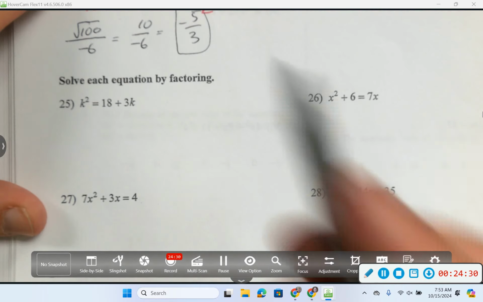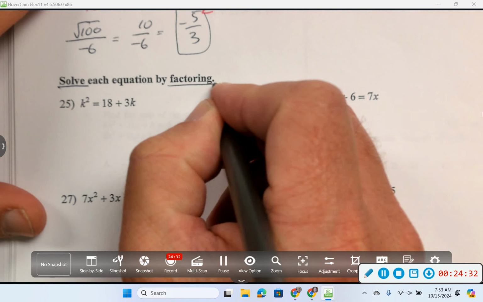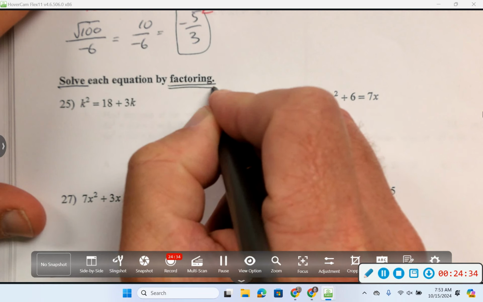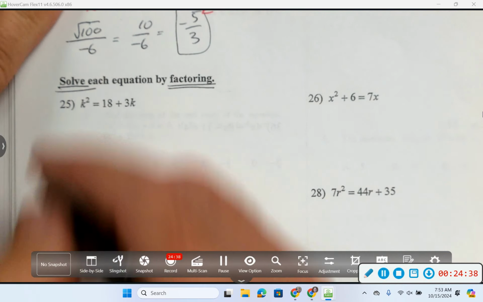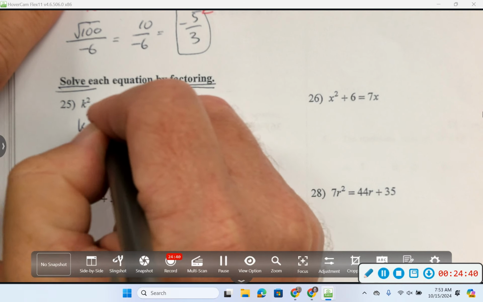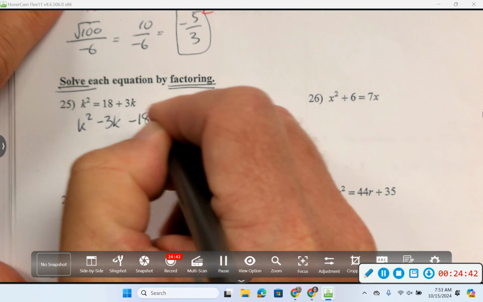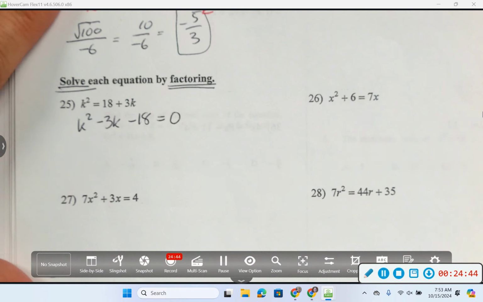25. Solve by factoring. Okay, so I will be factoring, but I'm going to get an answer. Right? So don't just factor. Make sure you get an answer. k squared minus 3k minus 18 equals 0.